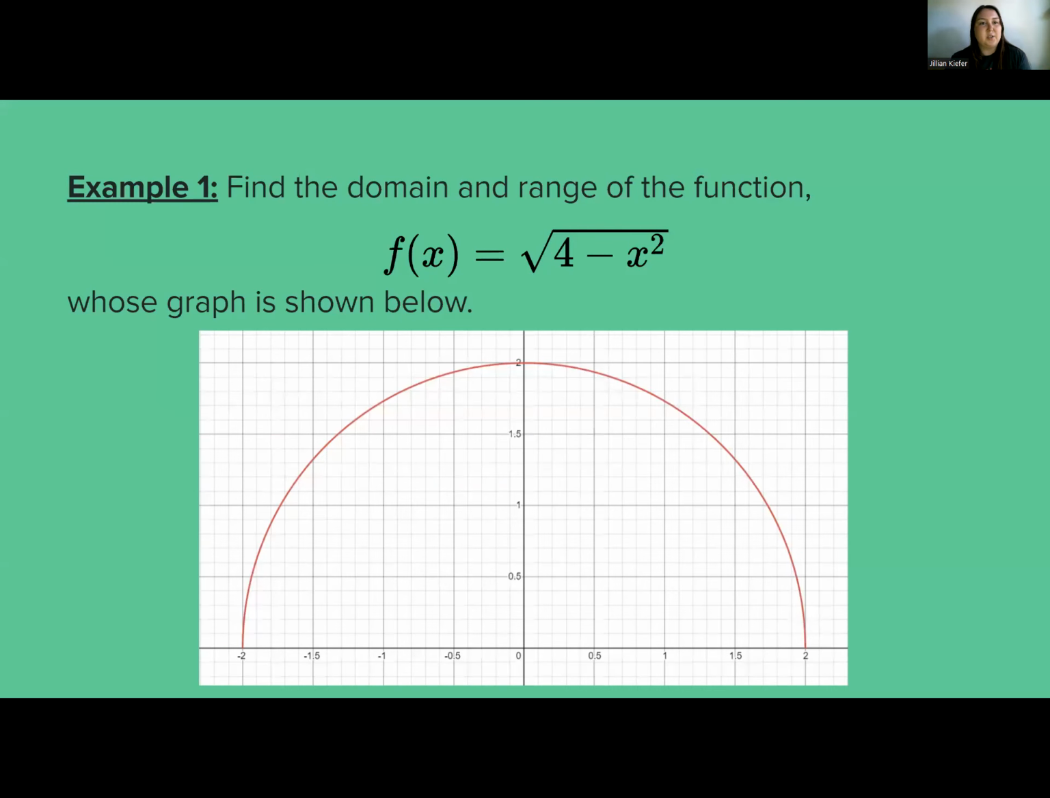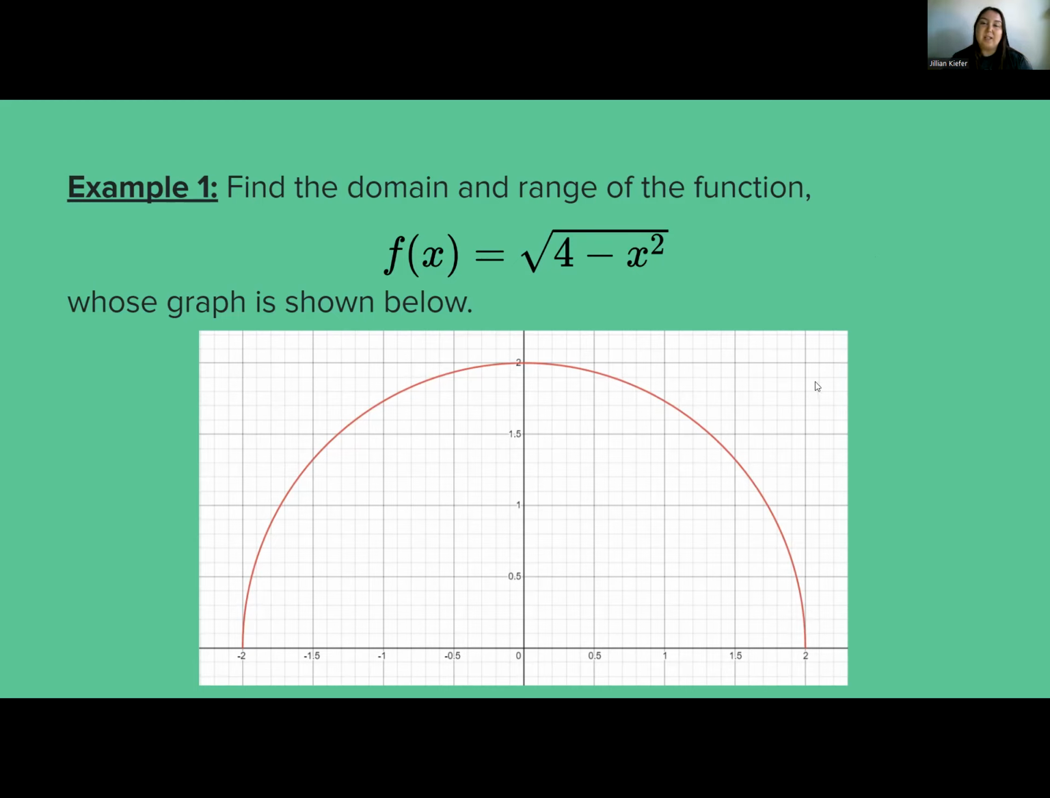As an example, let's go ahead and look at domain and range. This example will be pretty quick. We will write something in our notes, but it will be very fast. Example 1: find the domain and range of the function f of x equals the square root of 4 minus x squared. This graph is shown below. This is the graph of that function, and we want to know the domain and range of this function.